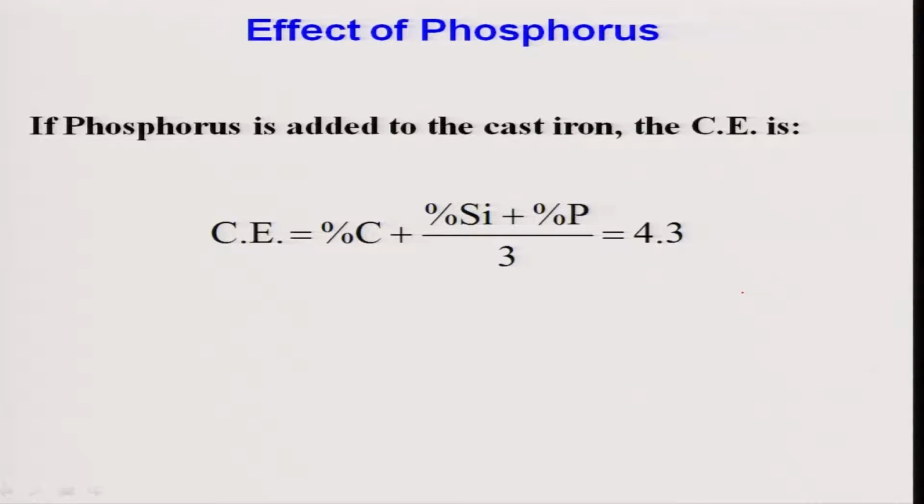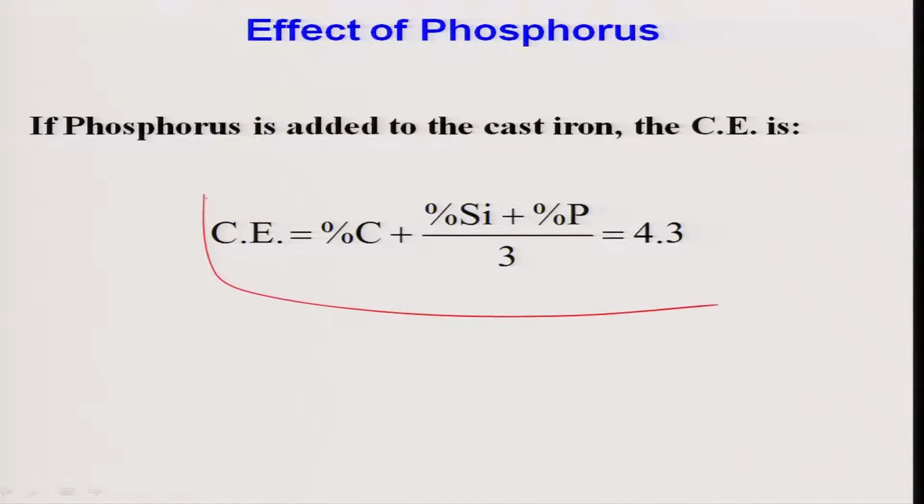Similarly, phosphorus also has an effect, which we normally ignore. Phosphorus is actually a more important element, a very interesting element in cast iron. Phosphorus is added to cast iron many times to promote the formation of graphite. So, again, if you have phosphorus, we can also have a carbon equivalent. Carbon equivalent is carbon percentage plus silicon plus phosphorus, divided by 3. You see the equation very clearly.